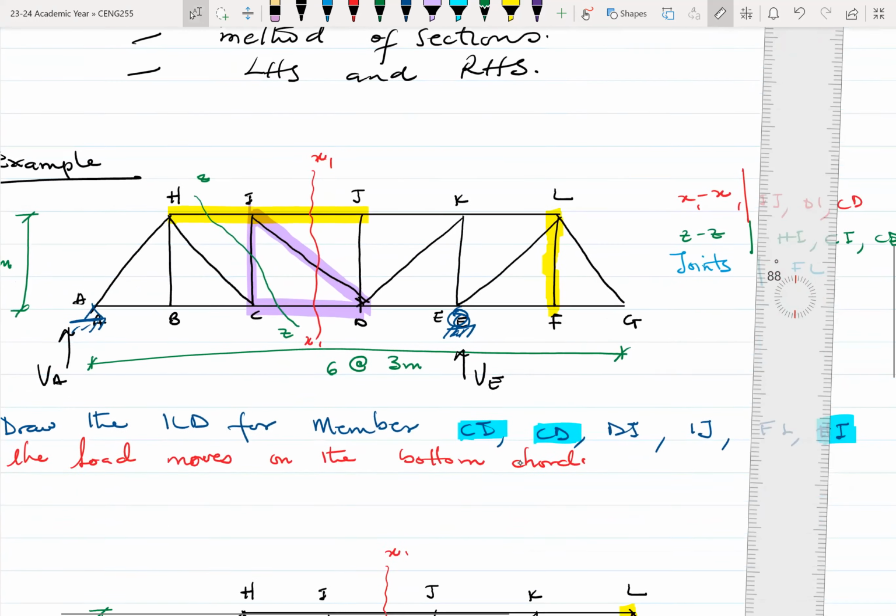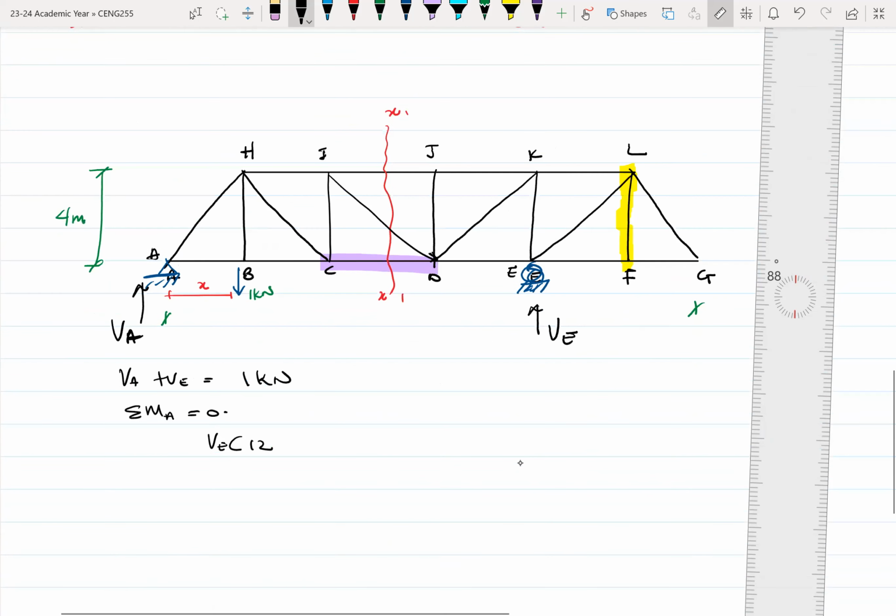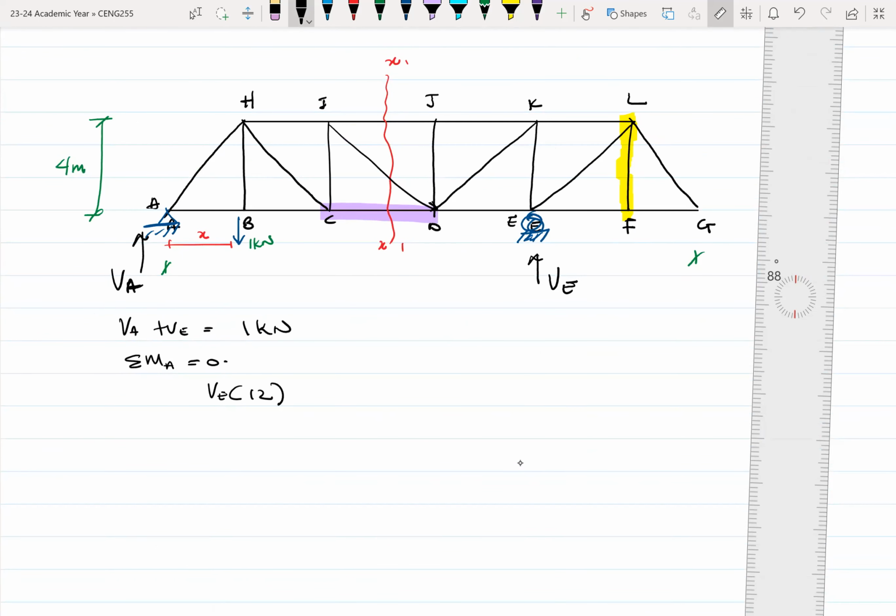From E to A, that distance is 1, 2, 3, 4. 4 times 3 is 12. The entire length of the bottom chord is 18 meters. The distance between A and E is 12 meters. So it becomes VE times 12 minus 1 times X equals 0. So that our VE is equal to X over 12, which means that our VA will be equal to 1 minus X over 12. So these are your reactions.